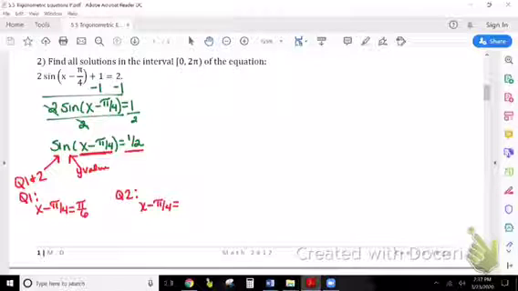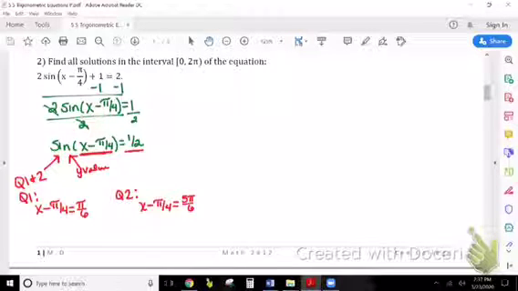Now this one, notice, said between 0 and 2 pi, so we don't actually have to put the plus 2 pi in on it. We're restricted here. So then in quadrant 2, what angle has the y value that is 1/2? And that will be 5 pi over 6.